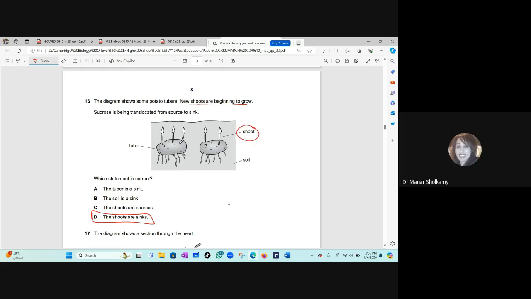These shoots are still below the soil. This is the soil level. So these shoots still did not grow. They just start. Yes, good. So they need energy to grow. And they still did not photosynthesize. So they can never be sources.